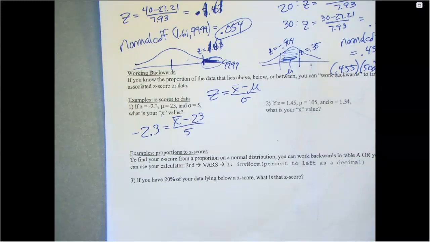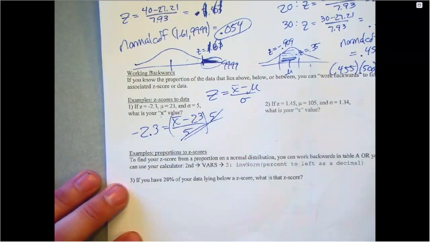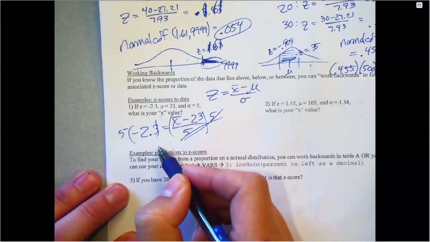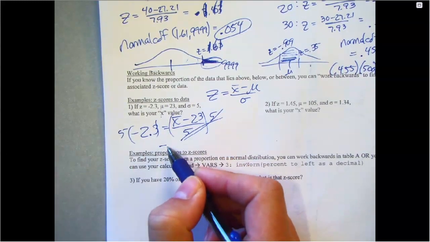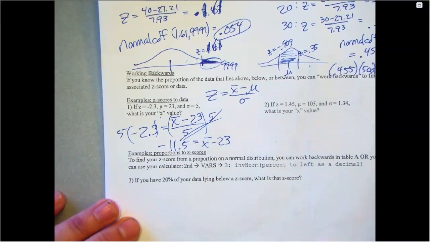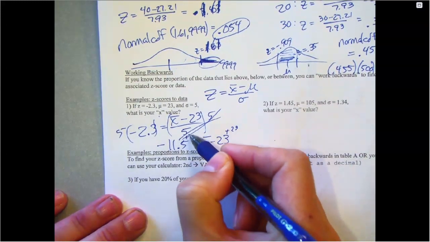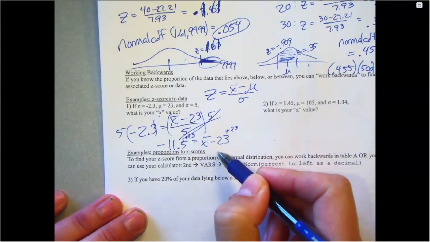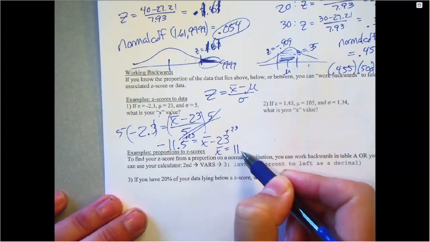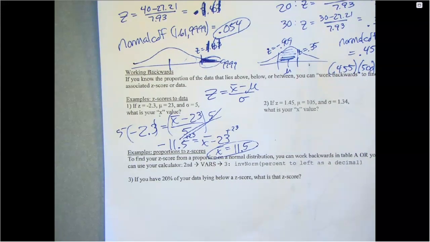So I would probably multiply both sides by 5. Over here, that just cancels. This will give me negative 11.5 equals x bar minus 23. And then I would add 23 to both sides, and I will get 11.5. Okay? Do number 2.